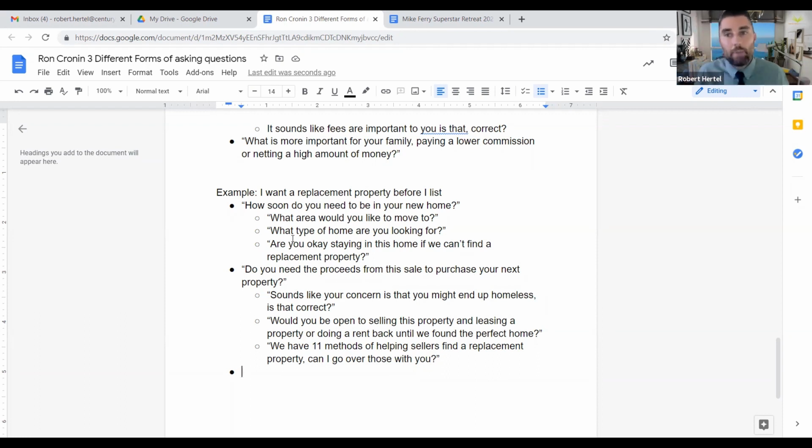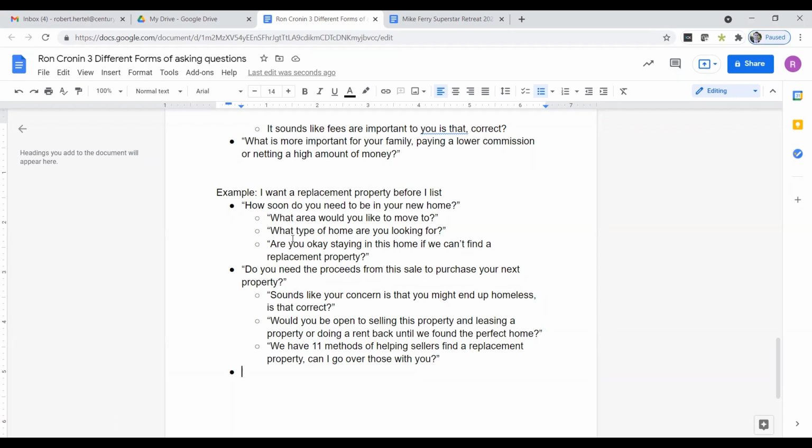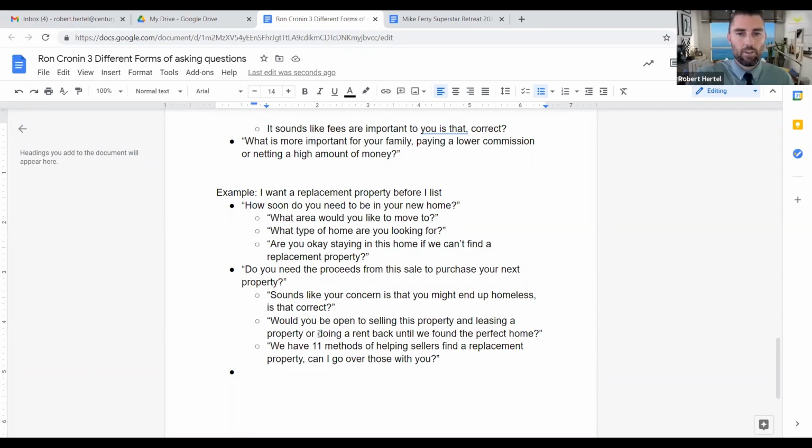I need an A or B question for "I want a replacement property before I list." I mean, I have one, but wouldn't the A or B be, would you be open to selling this property and leasing it back? Or doing a rent back, or no, that's on me. Because it's really more of like this, I guess this could be like a slash.